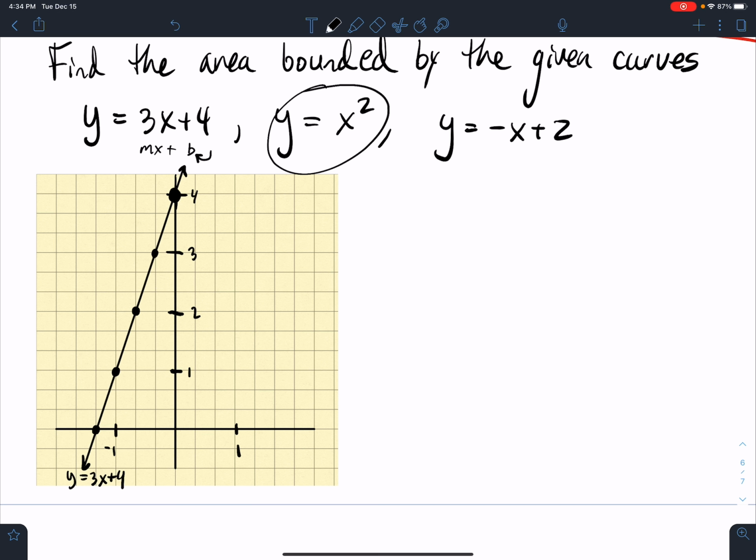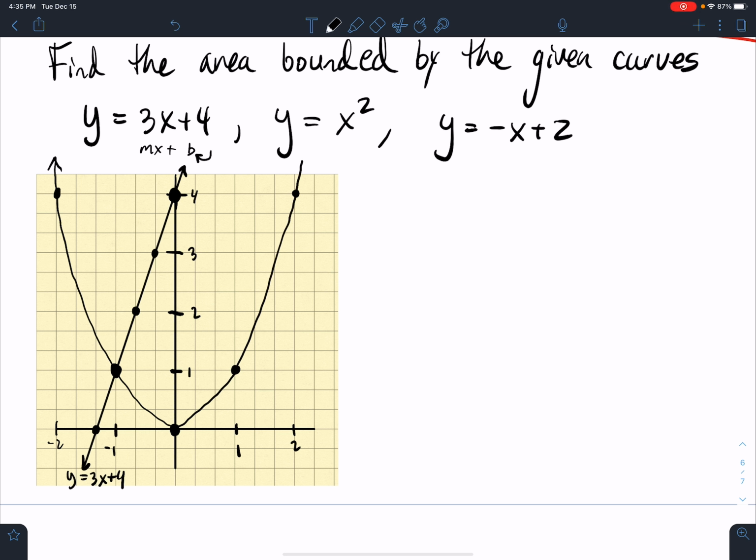Okay, x squared: a parabola centered at the origin, up 1 over 1, up 3 over 1, up 5 over 1. However, my units are off. So up 1 over 1 is right here. Up 3 is going to be way up here. So you need to be aware of what your scale is.